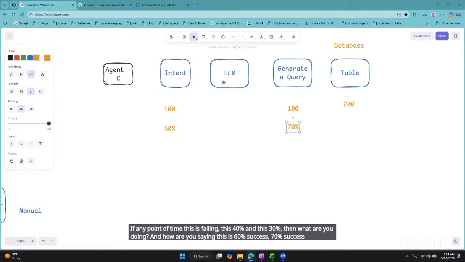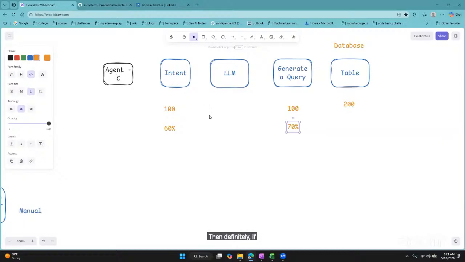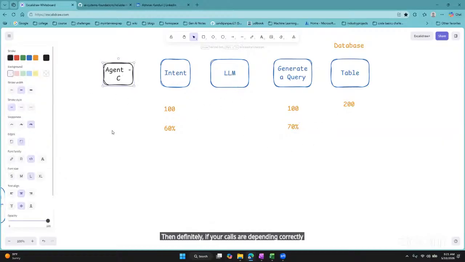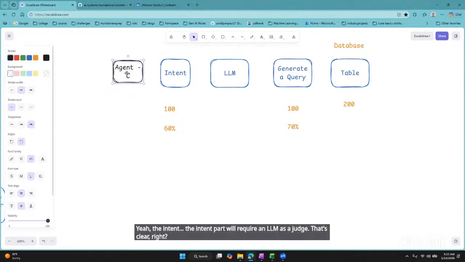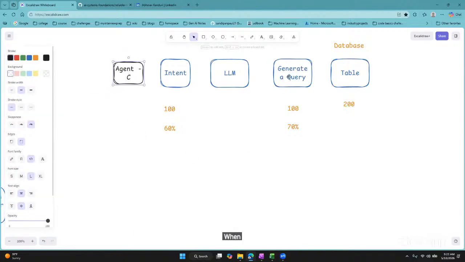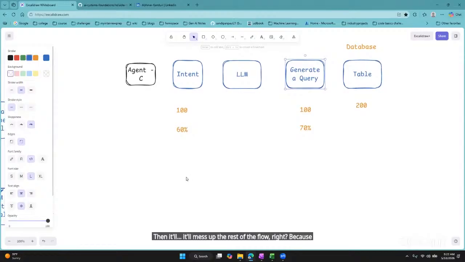Then definitely, if your calls depend on this agent, you need someone to validate that. Yeah, I think the intent can break the system. Sorry? The intent part will require an LLM as a judge. That's clear, right? Because when it parses the customer's prompt, like you said, in the real world it might not be 100%. It might have some issues, and it might guess right 60% of the time, with 40% errors. Then it'll mess up the rest of the flow, right? Because if his intent was to find the order and it tries something else.